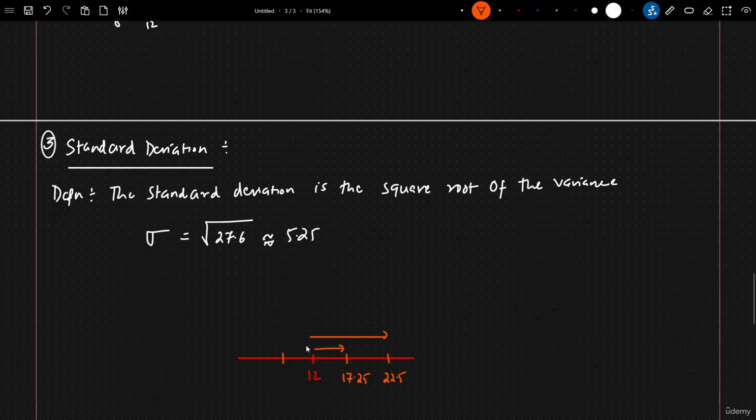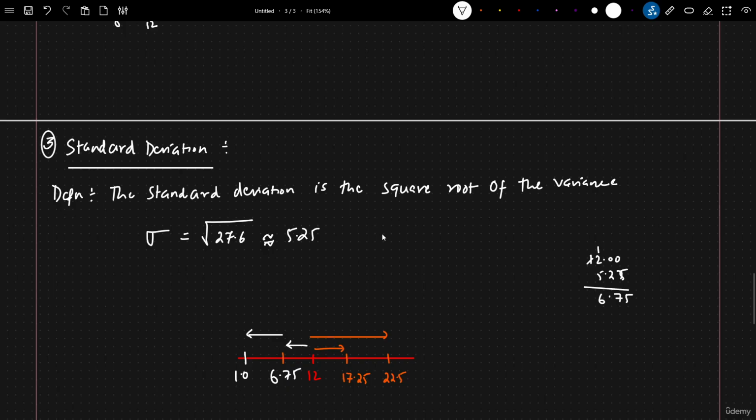Similarly, if I go on the left-hand side, what will happen? I will take 12 minus 5.25, which is 6.75. Then again, if I subtract 5.25 from 6.75, I'm going to get 1.5. So if I go one standard deviation to the left, I get 6.75. If I go a second standard deviation to the left, I will get 1.5.